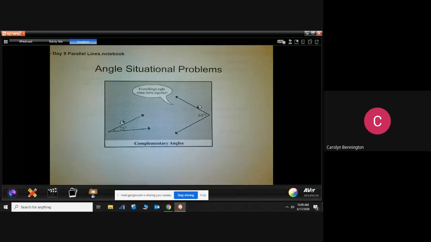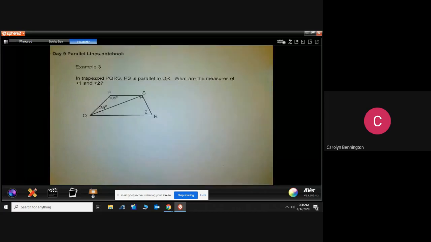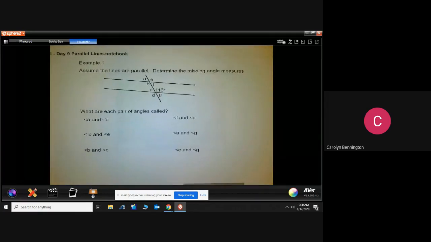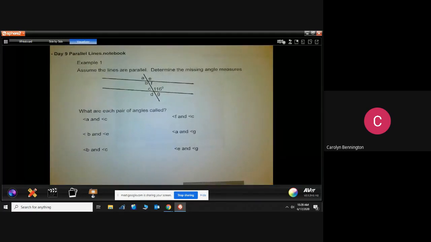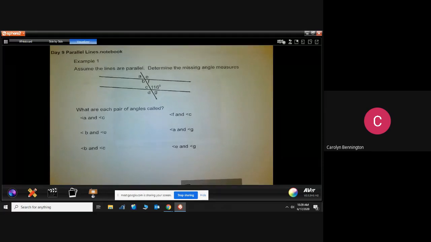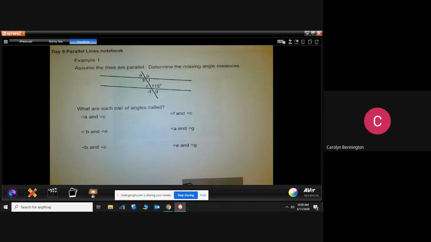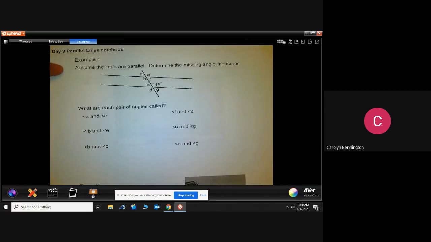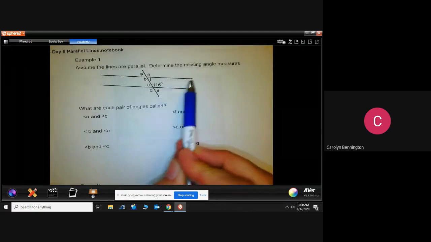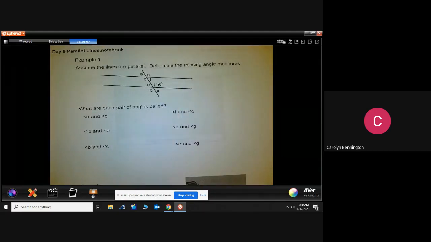In this lesson, we're going to look at situational problems that include angles. For the first part, we're just going to review some of the relationships between angles with parallel lines. So in this example, assume that the lines are parallel. So these two lines are parallel to each other, and determine the missing angle measures.